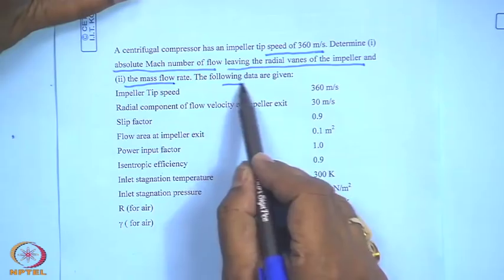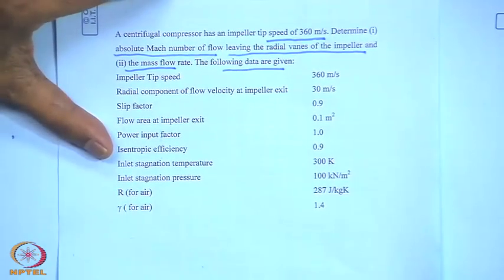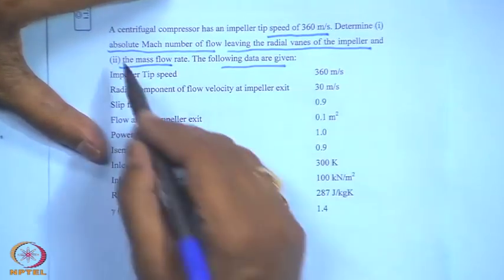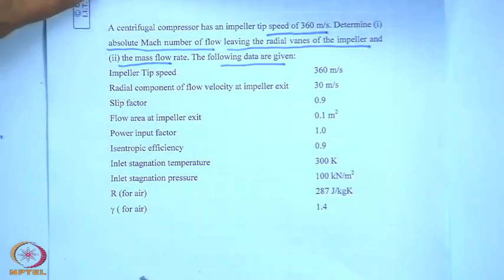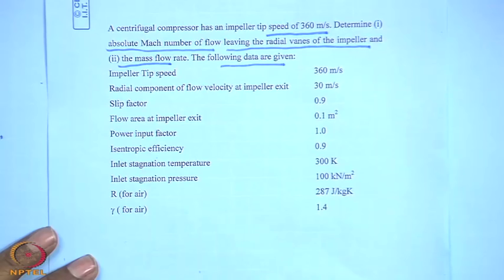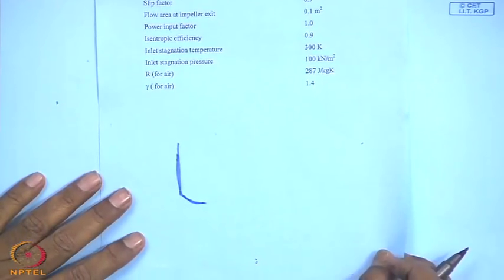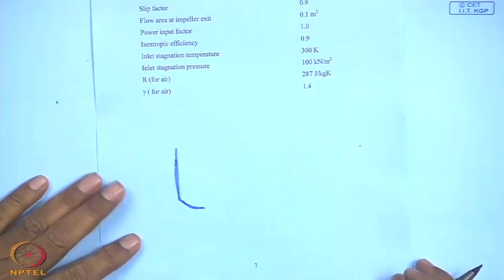The following data are given. So let us see the Mach number of flow leaving the radial vanes. Absolute Mach number means based on absolute velocity. Now let me recall the vane. This is the vane.